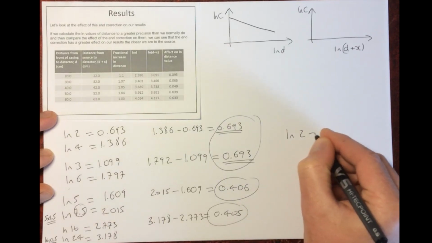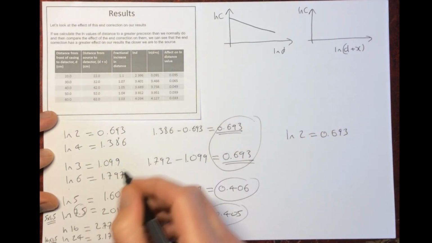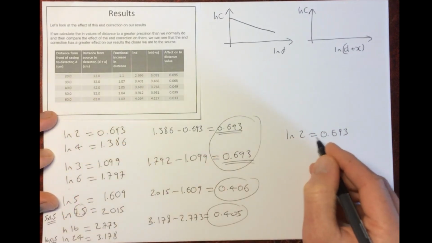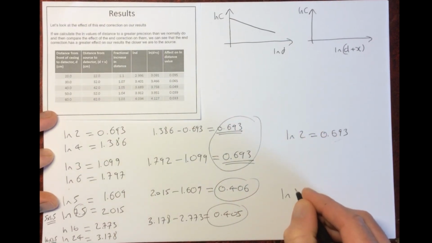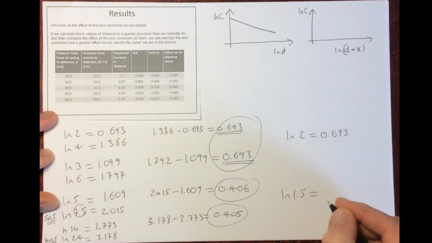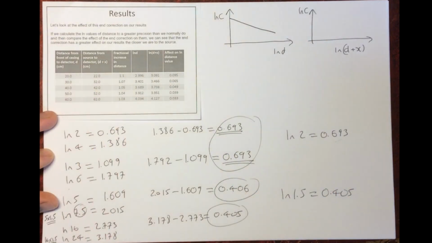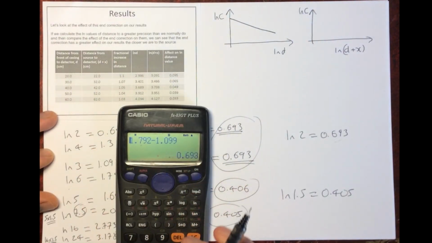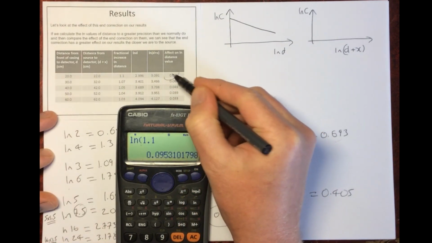Whenever you multiply a value by 1.5, the natural log goes up by 0.405. And you can work that out because ln2 is 0.693, so whenever you double a value, the natural log increases by 0.693. Whenever you increase a value by a factor of 1.5, the natural log increases by 0.405, because ln of 1.5 is 0.405. Now you can see here that this value has gone up by a factor of 1.1. If you take the natural log of 1.1, you get 0.095, which is this.